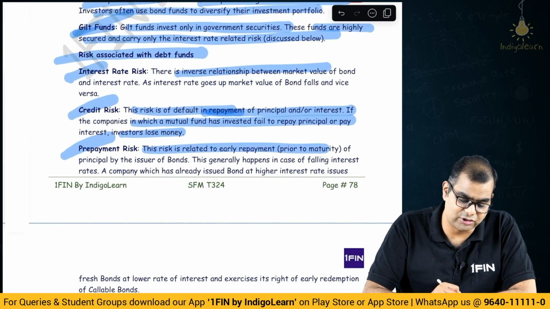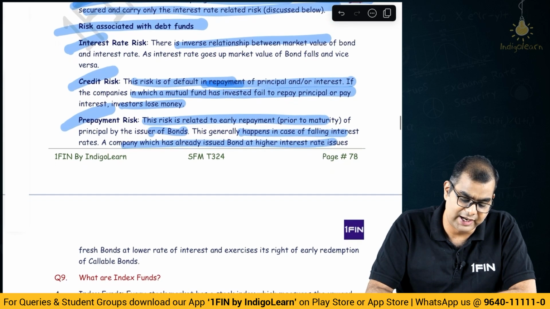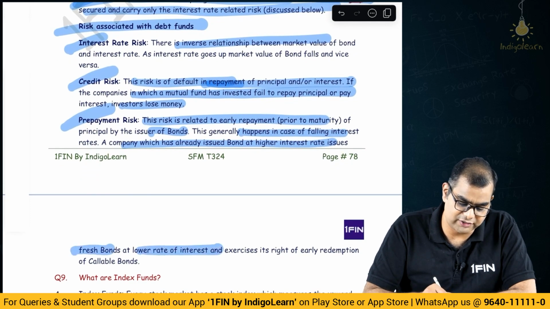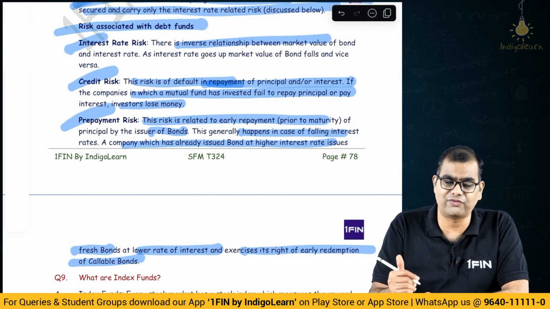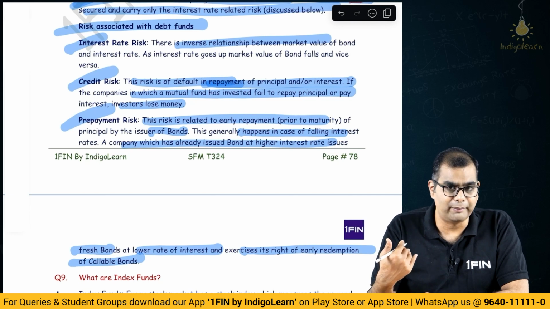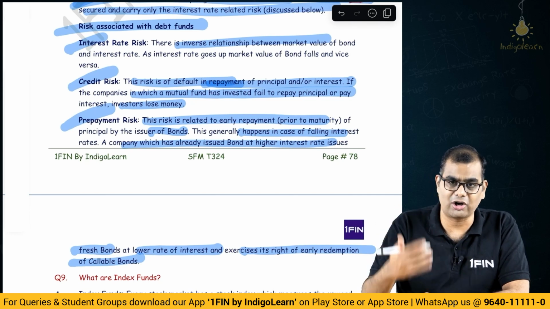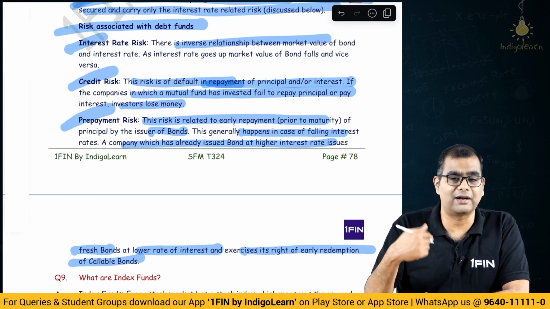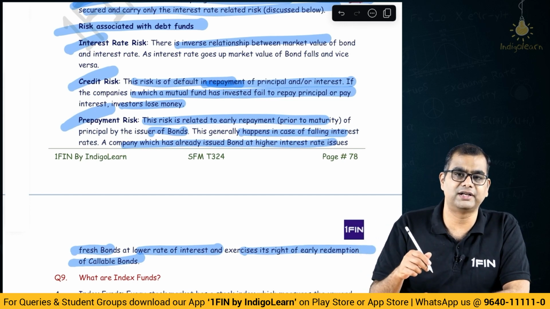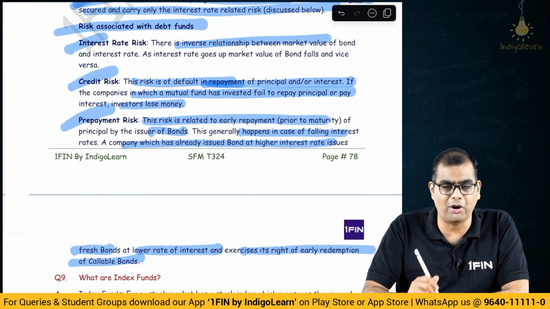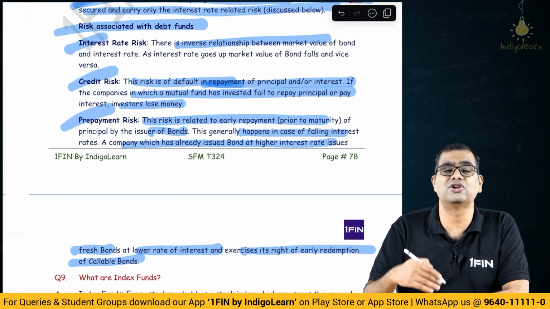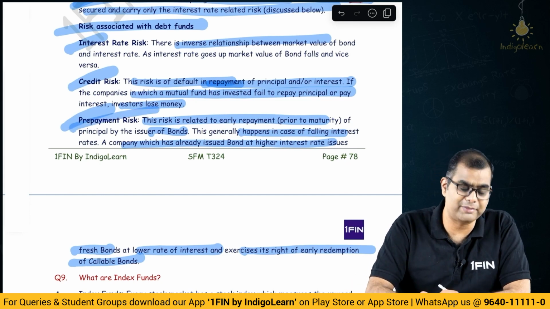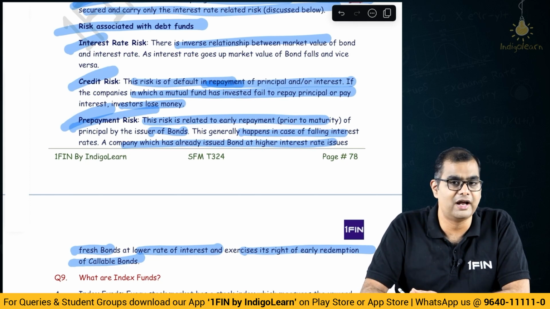This risk is related to early prepayment of principal by the issuer of the bonds. This generally happens in case of falling interest rates, and the company which has already issued a bond at a higher interest rate issues fresh bonds at a lower rate of interest and exercises its right of early redemption of a callable bond. We have discussed this in the security valuation bond chapter. When the interest rates fall and the company has an option to make a fresh issue or refinance the existing bonds by calling these off and making a fresh issue of bonds, then the company will do so. When that happens, because of the repayment of that particular bond, the investor in the bond, in this case the mutual fund, receives cash flow early and is not able to reinvest it at a higher rate. So, you have this prepayment risk, which is a fairly high risk, especially when you are looking at corporate bonds.